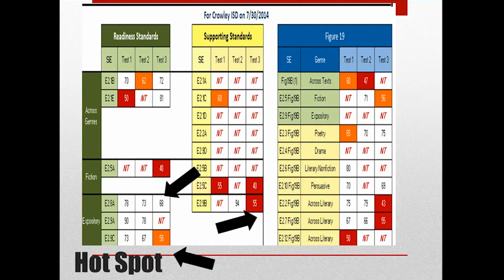The hotspots for Unit 3 are the Knowledge and Skills Statement 2.9 with Figure 19b and TEKS 2.8, 2.9b, and c.